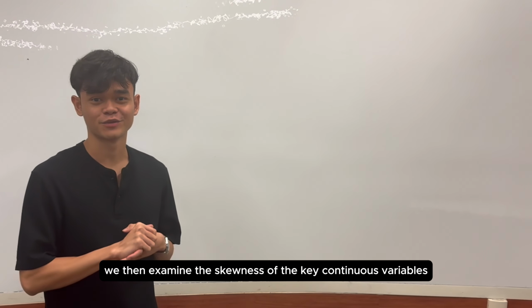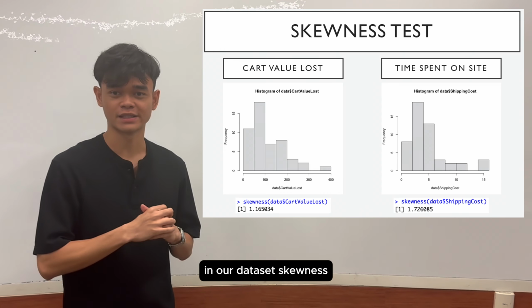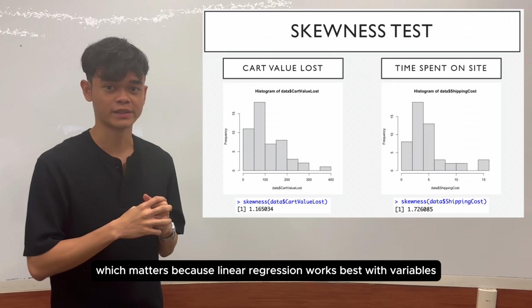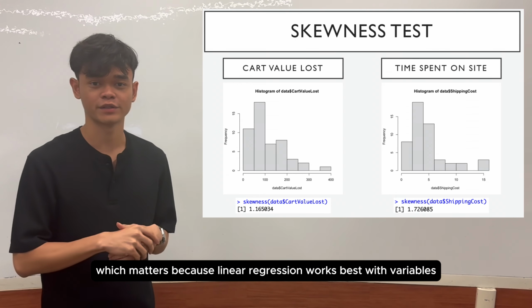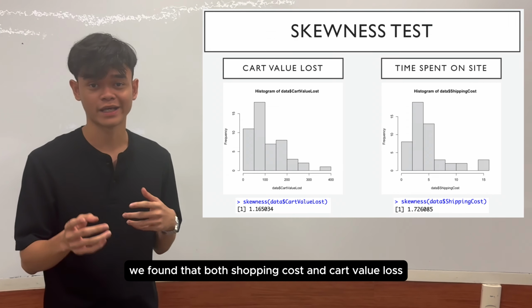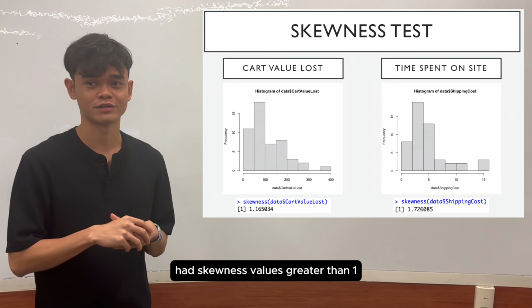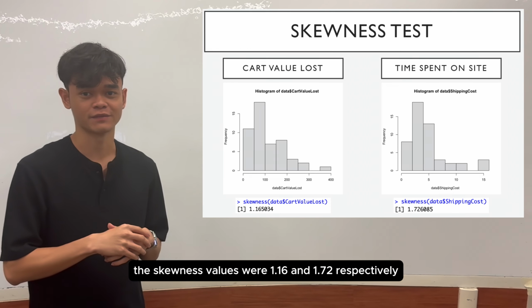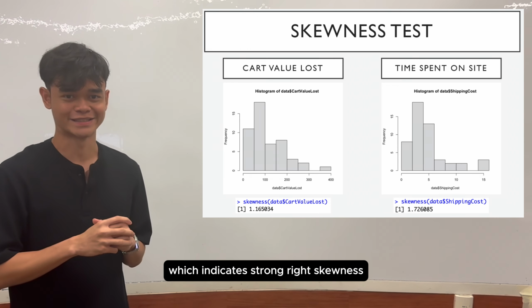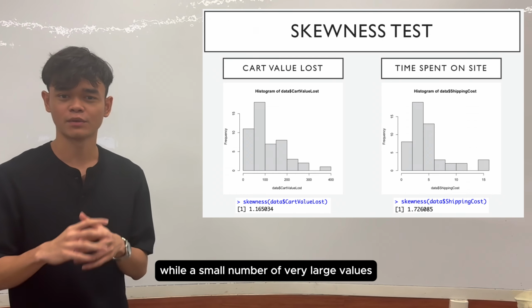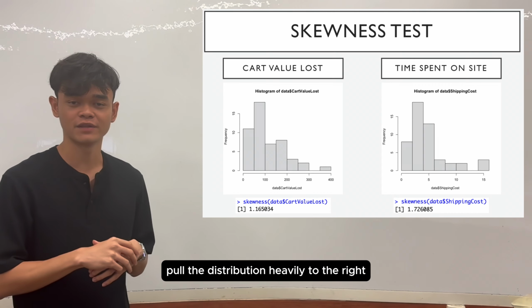We then examine the skewness of the key continuous variables in our dataset. Skewness tells us whether a variable is symmetrically distributed or not, which matters because linear regression works best with variables that are roughly normal. When we calculated skewness, we found that both shipping cost and cart value loss had skewness values greater than 1. The skewness values were 1.96 and 1.09 respectively, which indicates strong right skewness. In other words, most observations are clustered near the lower end, while a small number of very large values pull the distribution heavily to the right.